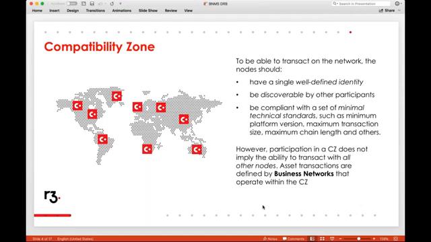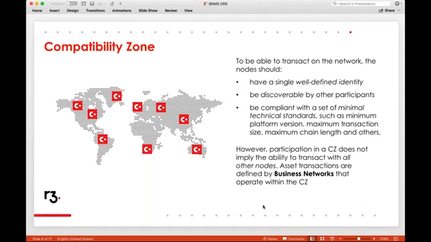The nodes need to be discoverable by other participants, otherwise nodes just wouldn't be able to find each other on the network. And the nodes should become compliant with a set of minimal technical standards, such as I mentioned, the minimal platform version, or, for example, you could specify a maximum message size or maximum chain length size, to be able to successfully transact on the network. These kinds of parameters are enforced by the compatibility zone. They are not related to any transaction-related stuff. They're just about the nodes being able to talk to each other.